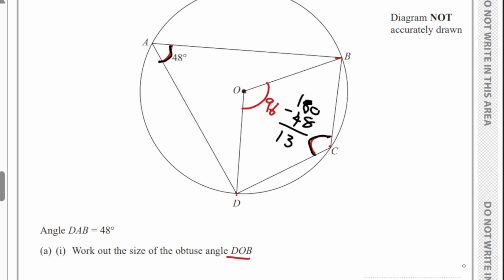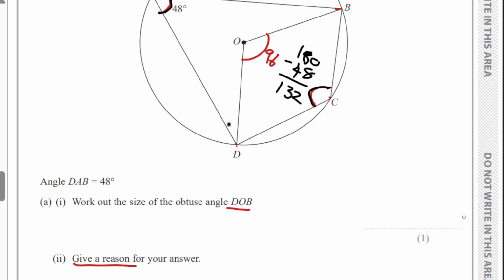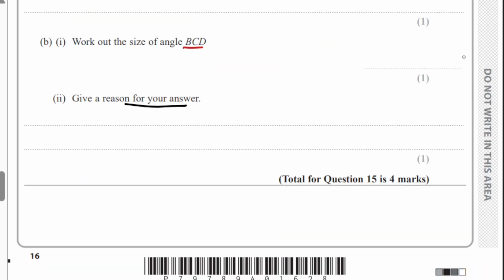I think it's 132. If they say give a reason, the reason is the cyclic quadrilateral theorem, and that's your 4 marks. Was this easy?